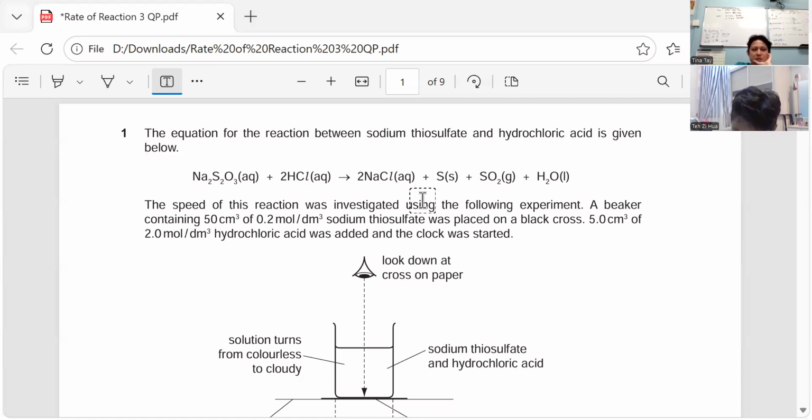So the equation for the reaction is between sodium thiosulfate and acid. You see this one is aqueous, this one is aqueous, this one is aqueous, this one is solid, this one is gas. So if in other reactions I'm able to collect gas, why not this one? I cannot collect sulfur dioxide gas because sulfur dioxide gas is soluble in water.